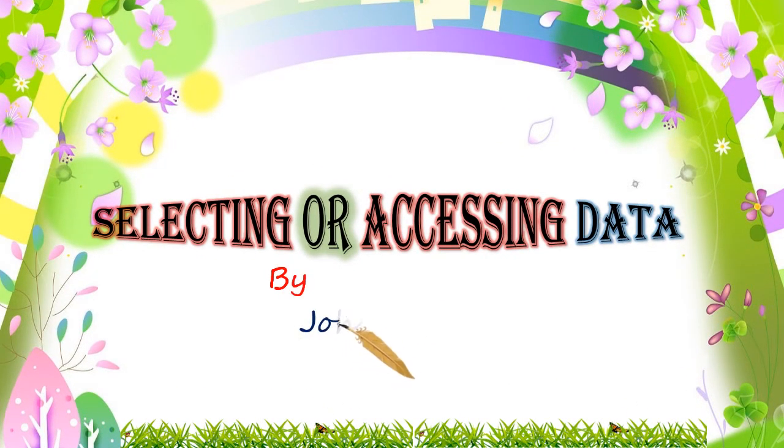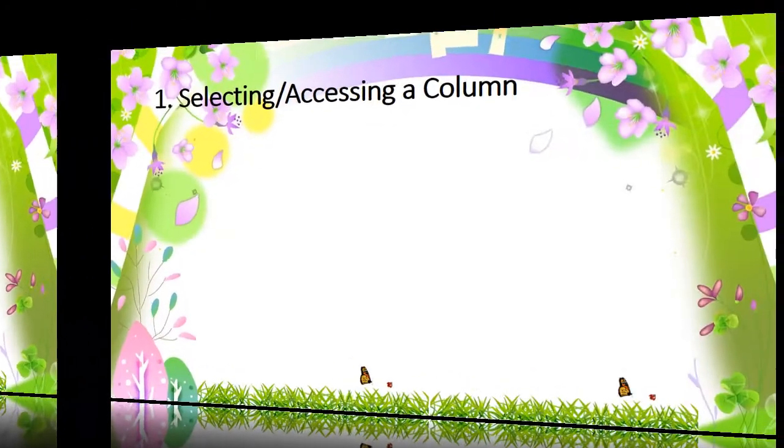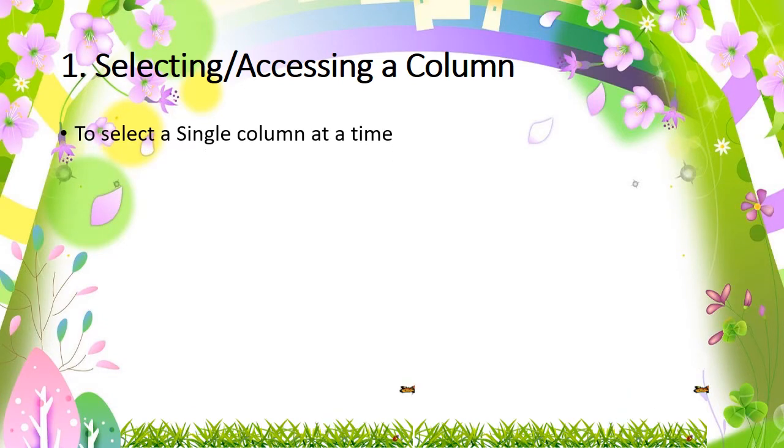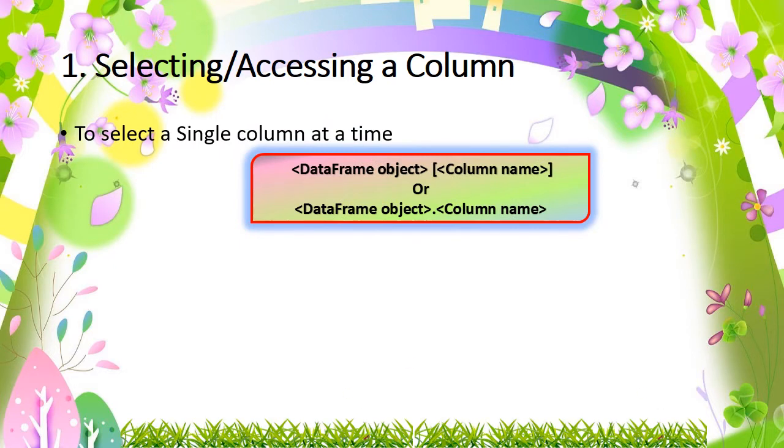We are going to see how to select or access the data from a created data frame object. To select a single column from the data frame object, we use the following formula: data frame object square bracket column name, or data frame object dot column name.